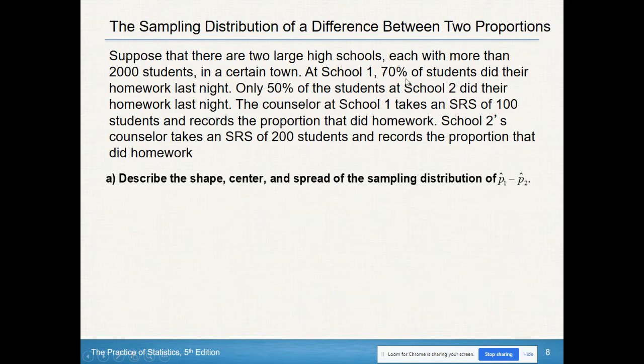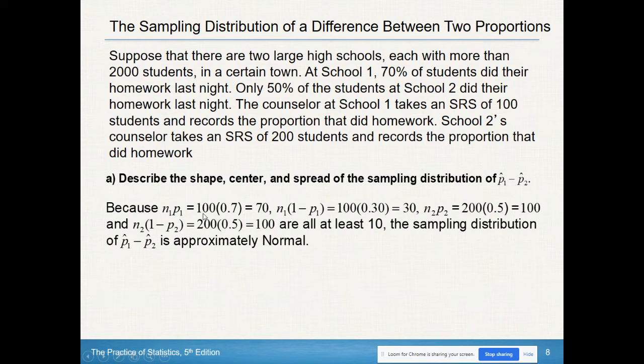Suppose that there are two large high schools, each with more than 2,000 students in a certain town. At school 1, 70% did their homework last night. Only 50% of students at school 2 did their homework last night. The counselor at school 1 takes a simple random sample of 100 and records the proportion that did homework, and school 2's counselor takes a simple random sample of 200 students and records the proportion that did homework. Describe the shape, center, and spread of P hat 1 minus P hat 2.